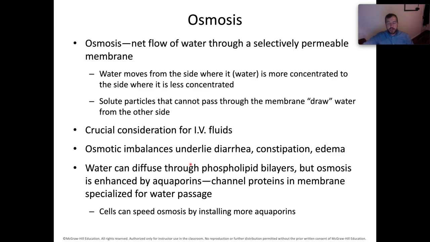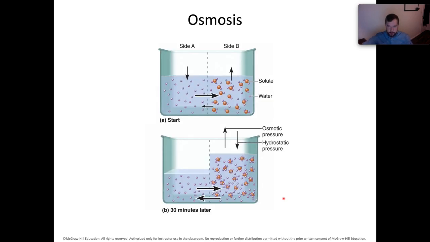Now remember that water can diffuse through a phospholipid, but there are special proteins called aquaporins. They're pores that transport water through the membrane to speed it up a little bit if they need to. A cell can make more aquaporins to speed up osmosis.